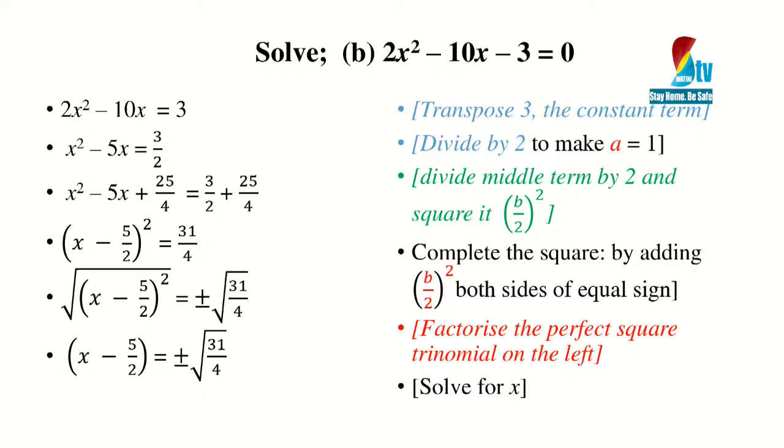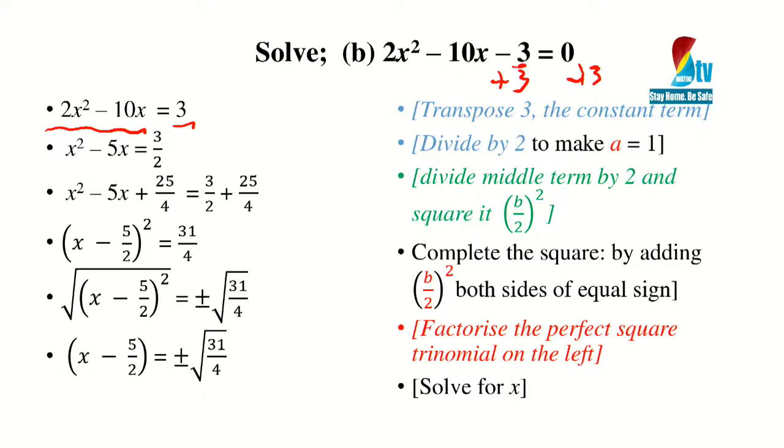Solve 2x squared minus 10x minus 3 is equal to 0. We are going to use the same method, which is completing the square. So the first step, we transpose the 3 to the right hand side. How do we transpose the 3? We add 3 on both sides, and when we do that, on the left hand side we are left with 2x squared minus 10x is equal to positive 3.